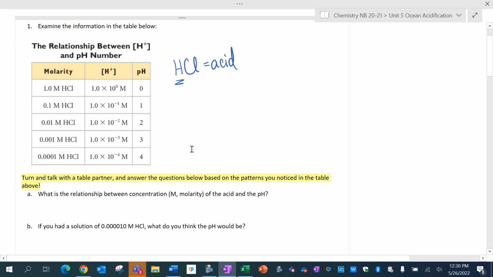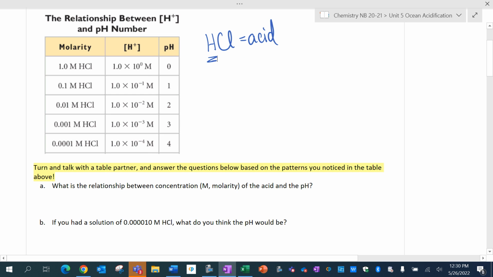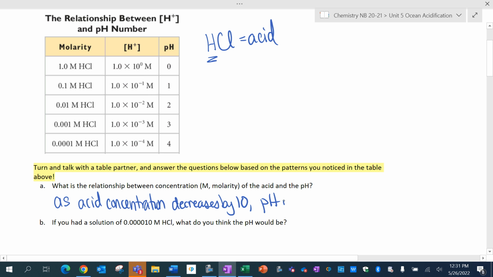A pattern that I notice as I look at this data set, as I go from row to row, is that the concentration of the acid is decreasing by tenfold. So it goes from 1 to 0.1 to 0.01 to 0.001. And as it does that, the pH increases by 1. So as the acid concentration decreases by 10, the pH increases by 1.